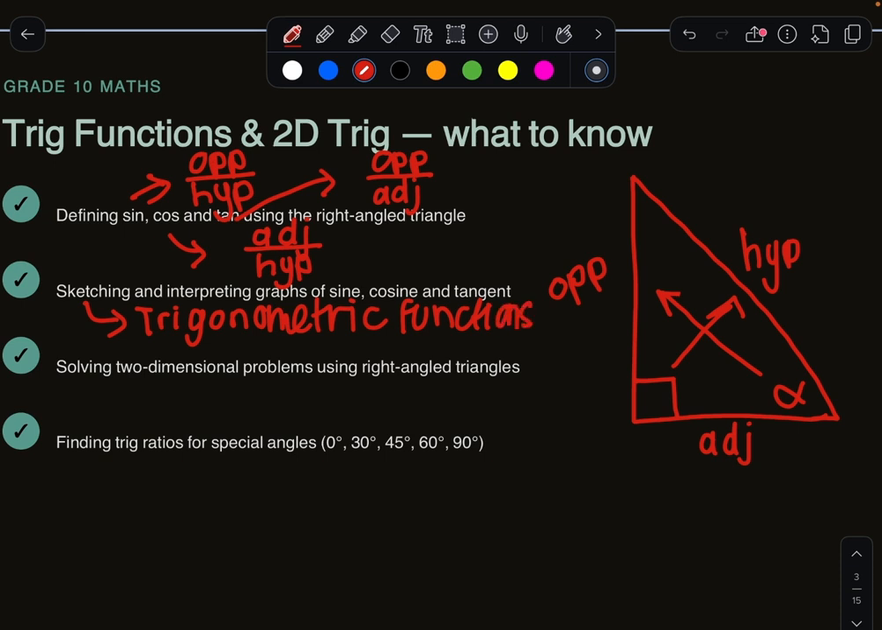You are going to be solving 2D problems using right angle triangles. So that is using these rules we just spoke about, and finding trig ratios for special angles. So you will get a special circle, and basically what you will be able to do is say, like, if they give you sine 30, immediately you can just say that is equal to a half. So you won't need your calculator, you can just know that straight away. That is really important. I know it's tedious to study that, but you will be using that until matric, so get on it now so it makes your life easier in the future.